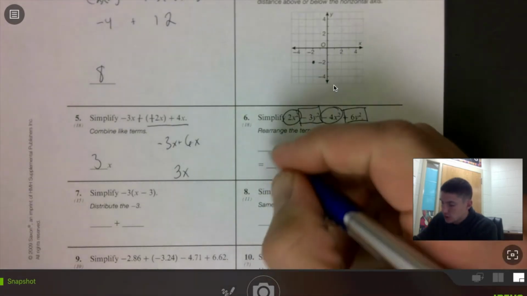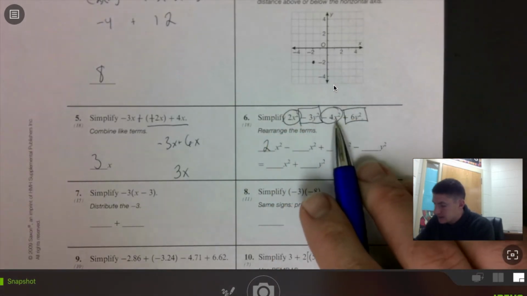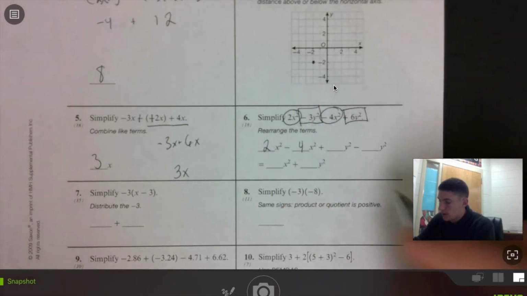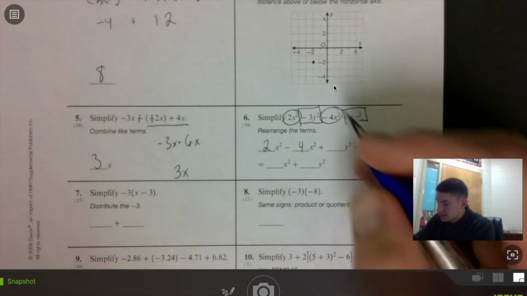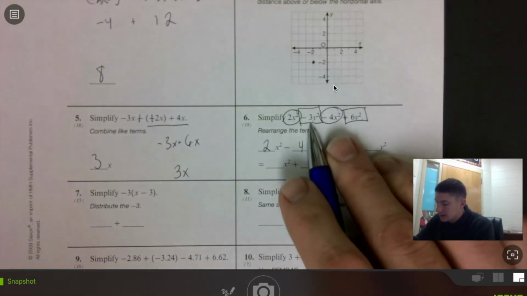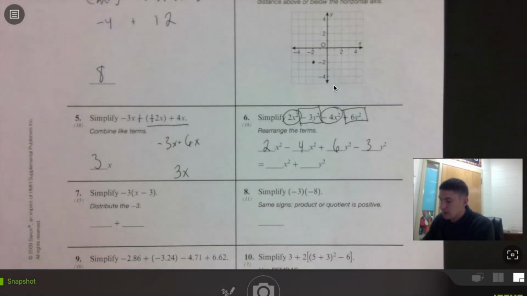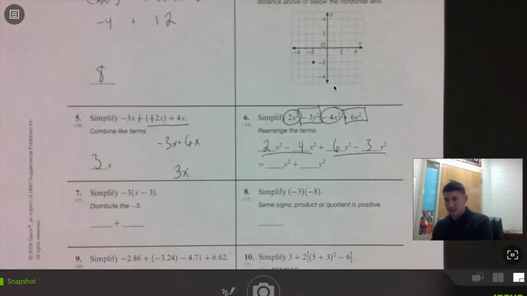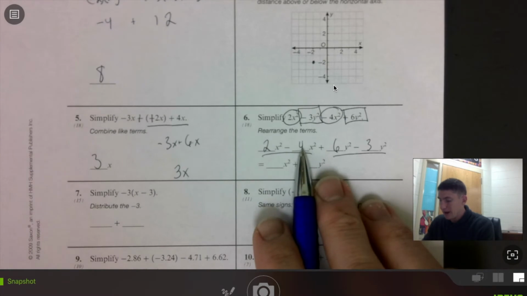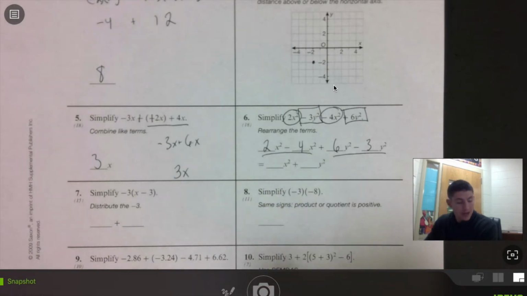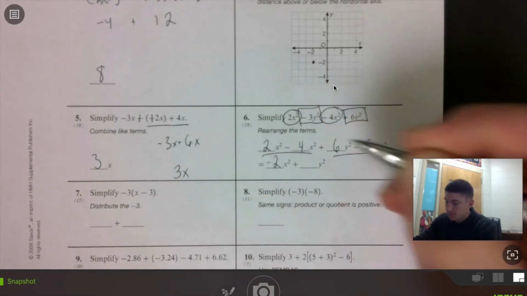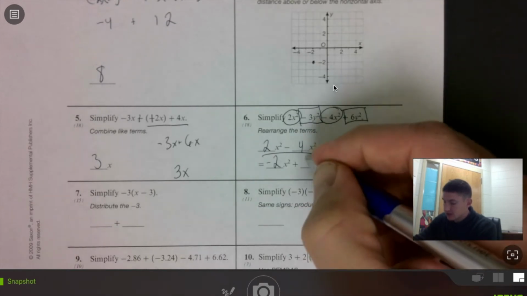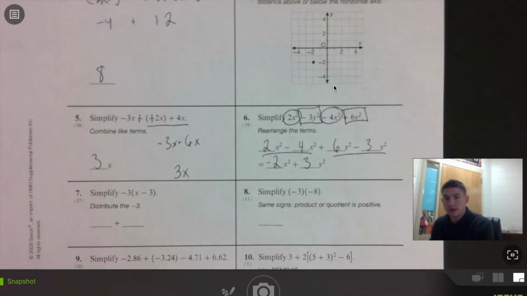And you'll notice that I have kept the operation that's in front of each of those terms in those locations. The first one was 2x squared, and then it's minus 4x squared plus 6y squared minus 3y squared. Now you can combine your x squareds and your y squareds as the like terms. You'd have 2 minus 4, which is going to give you a negative 2. And you've got 6 minus 3, which is going to give you a positive 3.